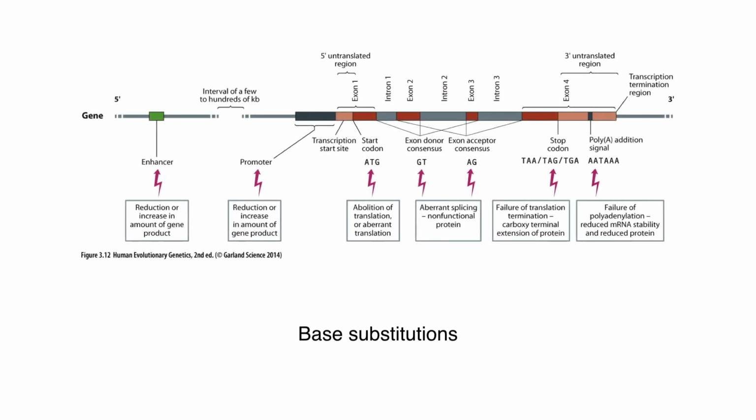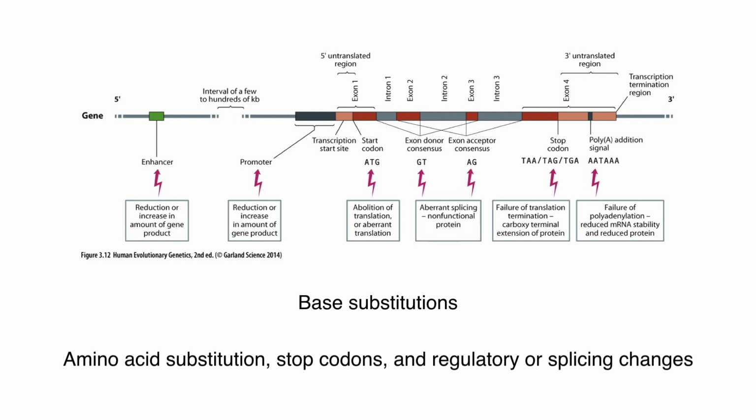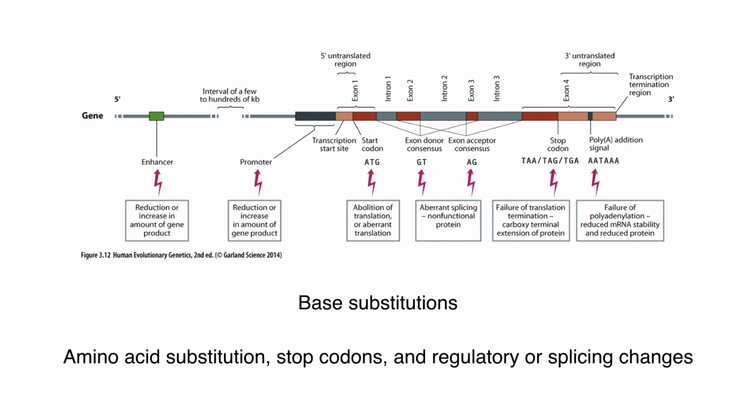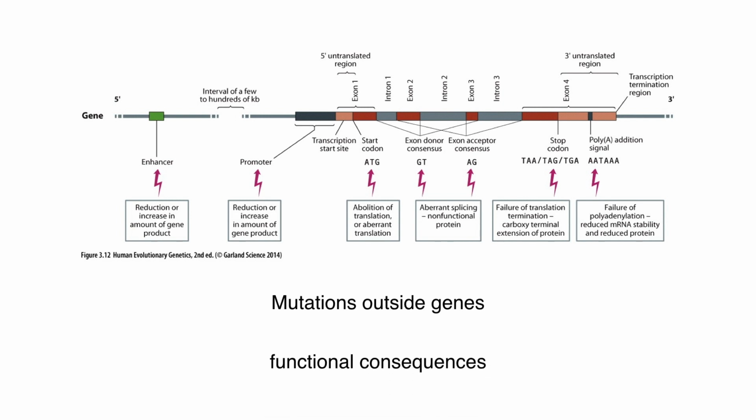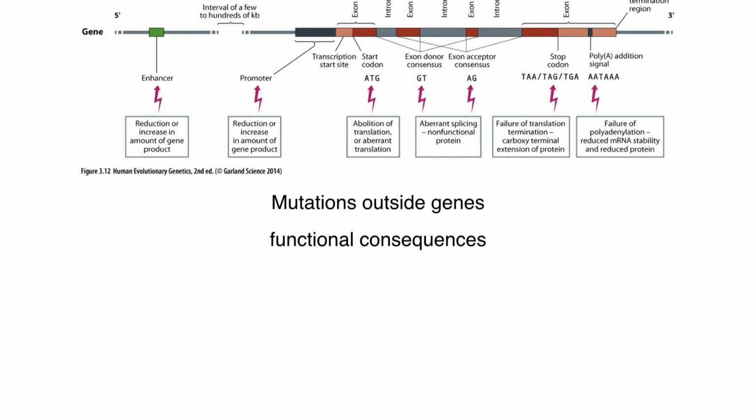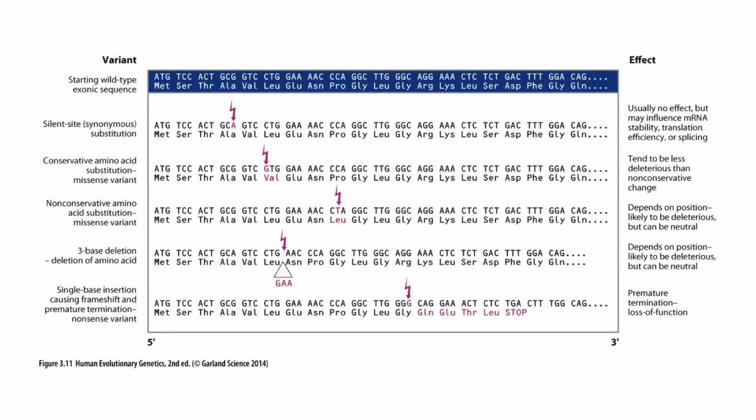Base substitutions in genes can adversely affect gene function through amino acid substitution, including inclusion of stop codons, and regulatory or splicing changes. Mutations outside genes can have functional consequences in less well understood ways. Base substitution data comes from individual genome comparisons.